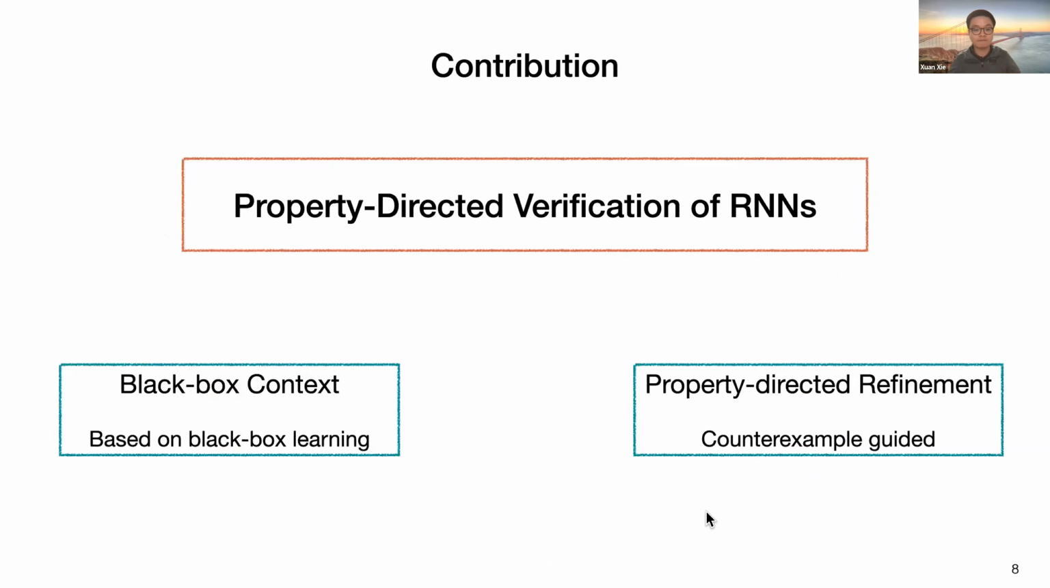To address the aforementioned limitations, in this work, we propose property-directed verification of recurrent neural network. The two key advantages of our work are that it is suitable in black box context, and we leverage property-directed refinement to refine our abstract model.